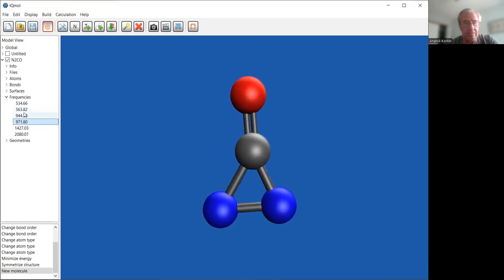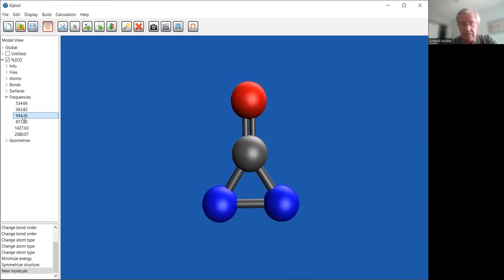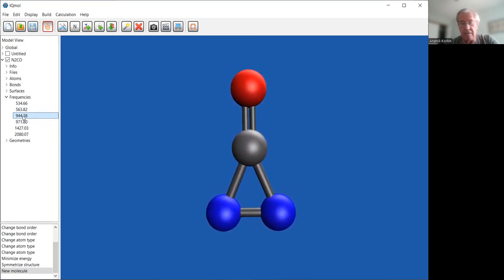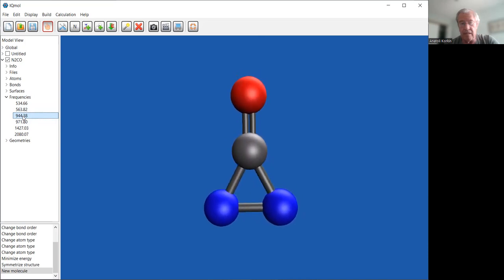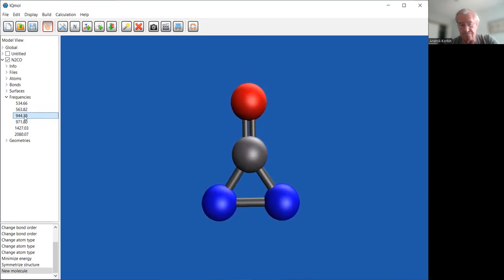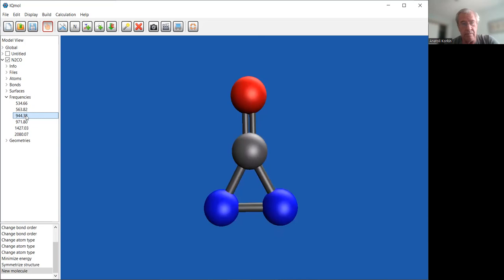Okay, so the next vibration. This one to me looks also very symmetric, and it's obviously also in plane. So this is also A1 symmetry, belonging to the A1 symmetry operation. For the most part, it's the stretching vibration of the nitrogen-carbon bond.